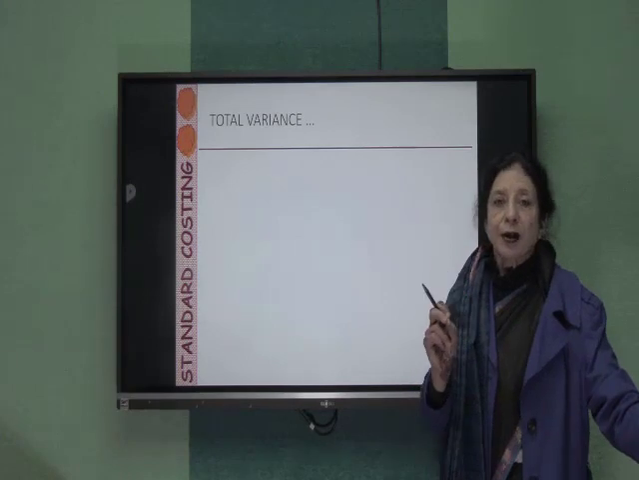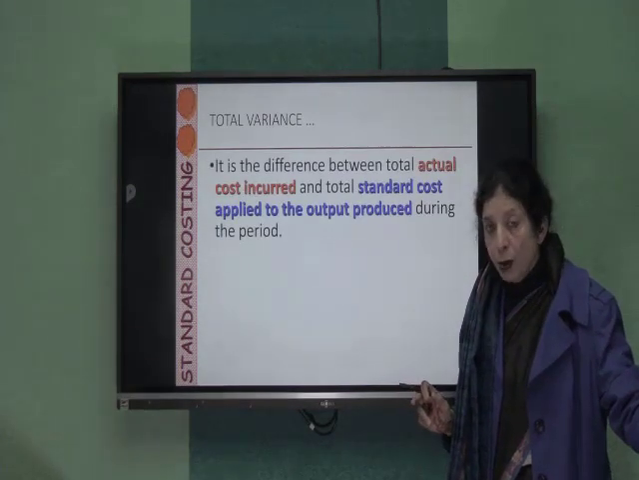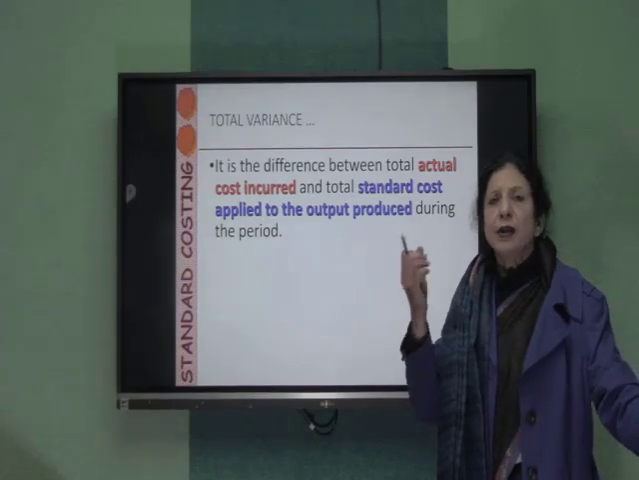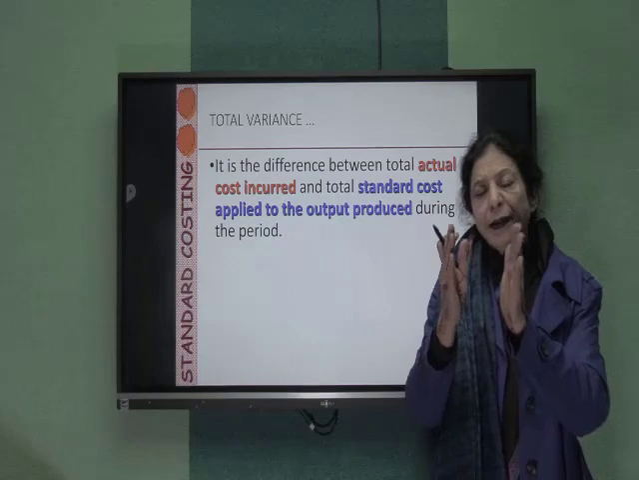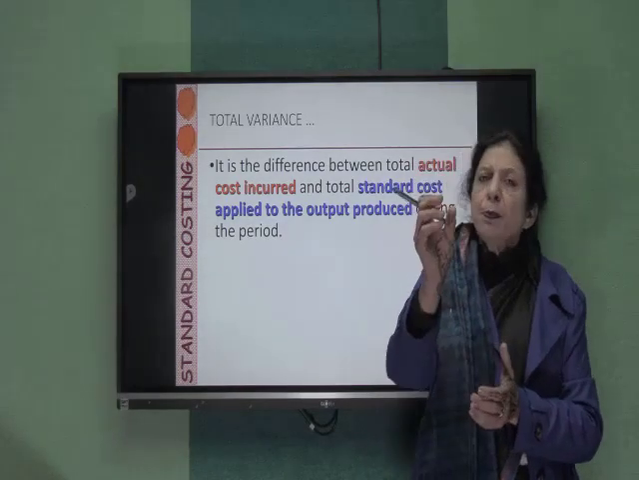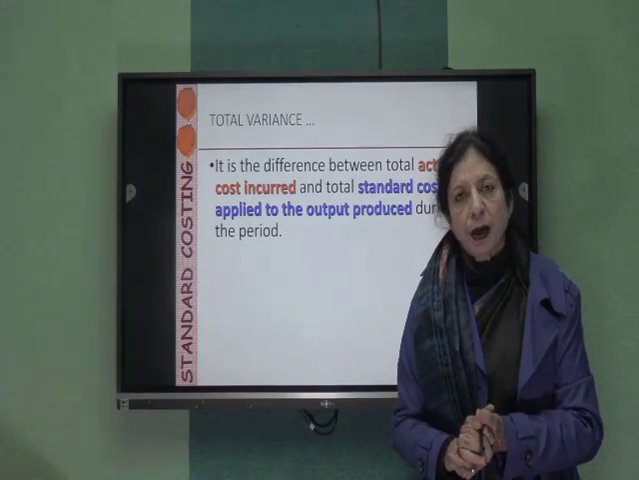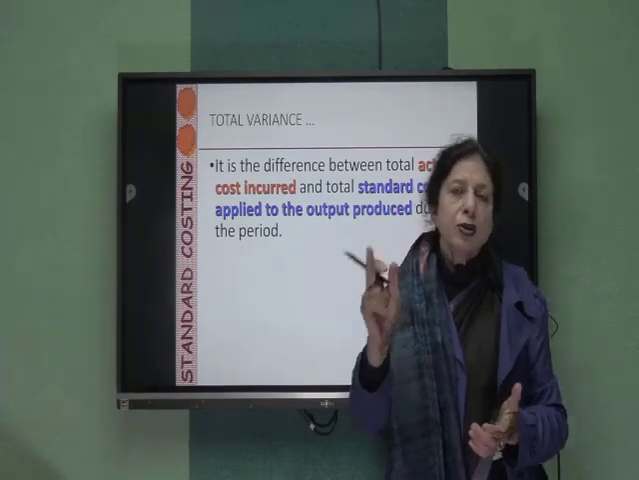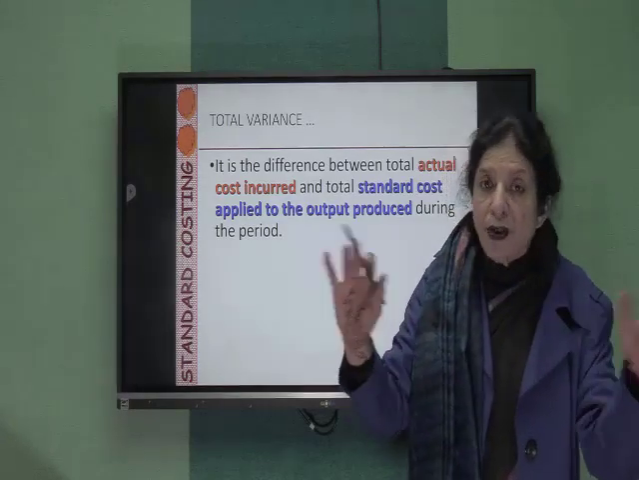You just write down the favorable or unfavorable here. Now, the question arises of how to calculate the variances. Remember, if the standard cost you have determined is for, suppose, 100 units and actually I am producing 300 units, can I compare the cost of 300 units with the standard cost of 100 units? No, a very big no.